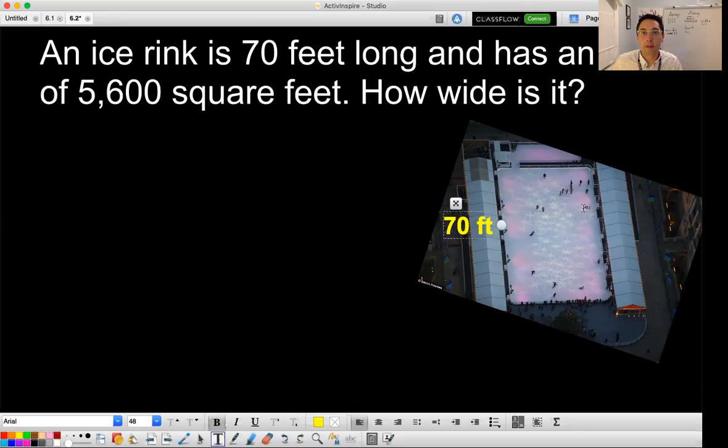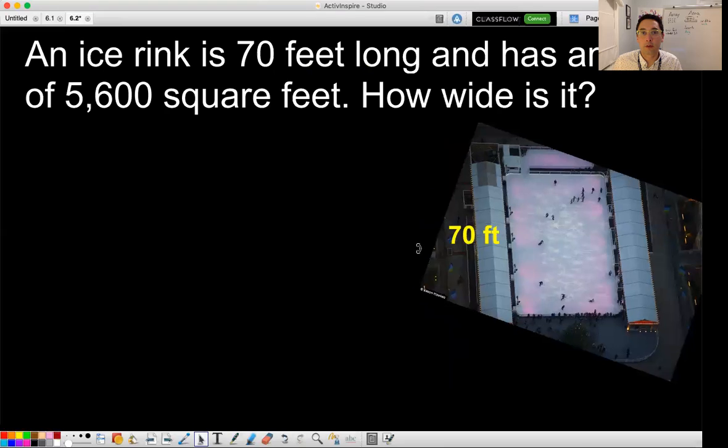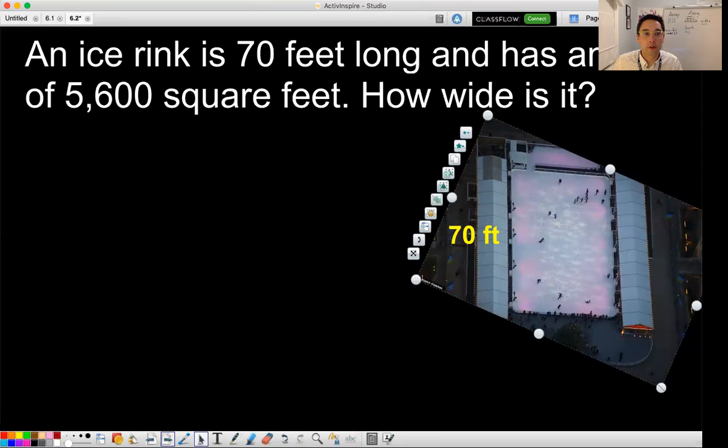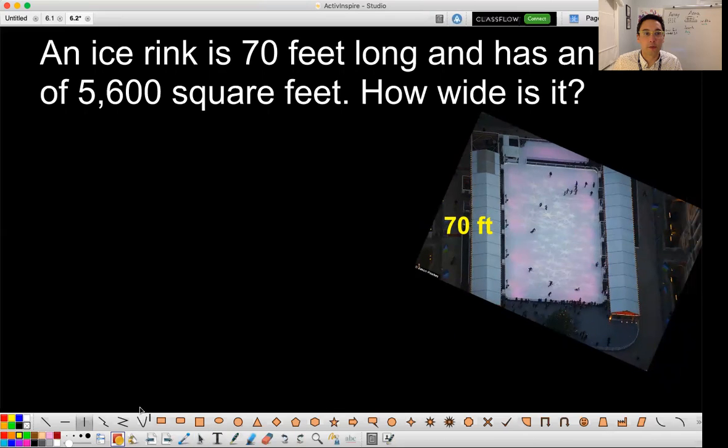So that means that this edge here is 70 feet. If we were to measure it, this part here is 70 feet.